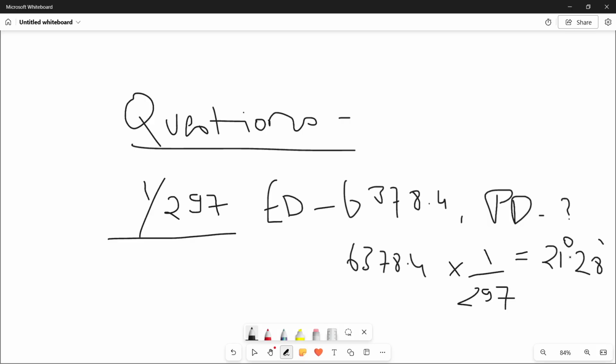Just subtract this answer from this. We know that the polar diameter is less than the equatorial diameter. So if we subtract 21.28 from 6378.4, the answer we get is 6356.9. That is your answer.